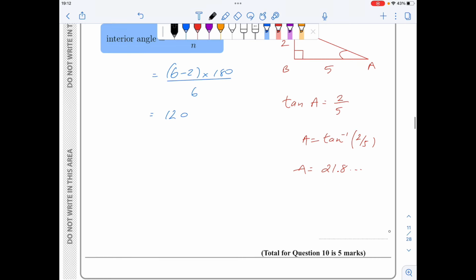So to find the angle PAF, you just subtract 120 minus 21.8, and this will give you 98.2. The mark scheme accepts values between 98.1 up to 98.3.